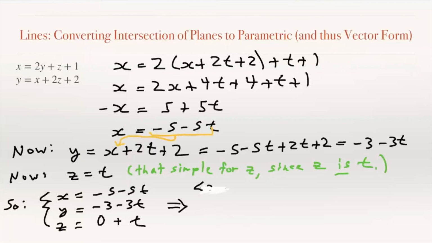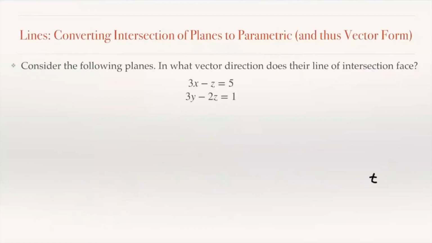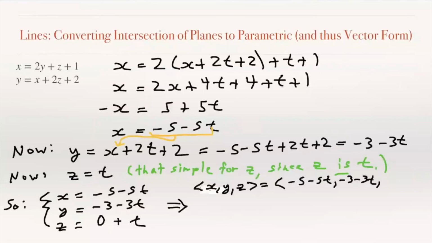So now our vector x, y, z is equal to, just setting the components equal to, -5 minus 5t, comma, -3 minus 3t, comma, 0 plus t. And now we separate this into the components. So let's call this guy an arbitrary point on the line. We'll call that our r of t.